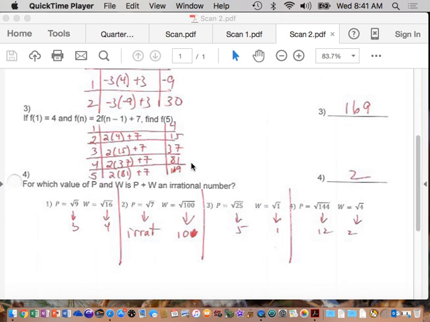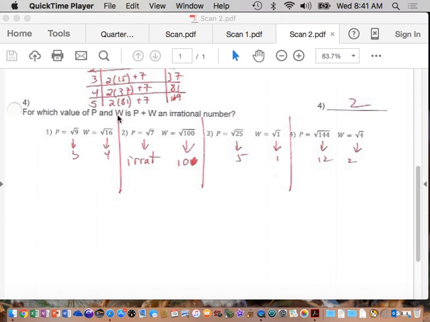Okay, next one here. For which value of P and W is P plus W irrational? It has to be choice 2, because the only one up here that you can't figure out is the square root of 7. Okay? Any questions?